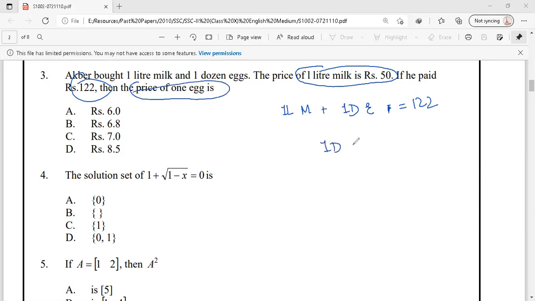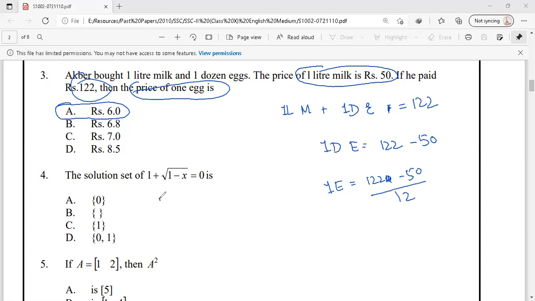So the cost of 1 dozen eggs is equal to 122 minus the price of milk, that is 50, and 1 dozen means 12 eggs. So to find the value of one egg, we will divide the cost by 12. So the price of one egg will be equal to (122 minus 50) over 12. So 122 minus 50 divided by 12, the answer is 6. So the cost of one egg is rupees 6. Then we have question number 4.